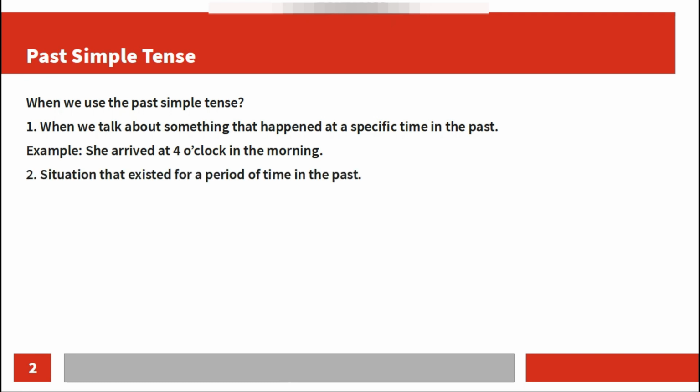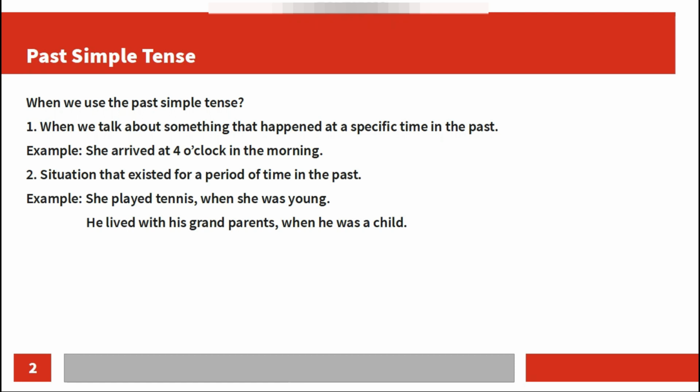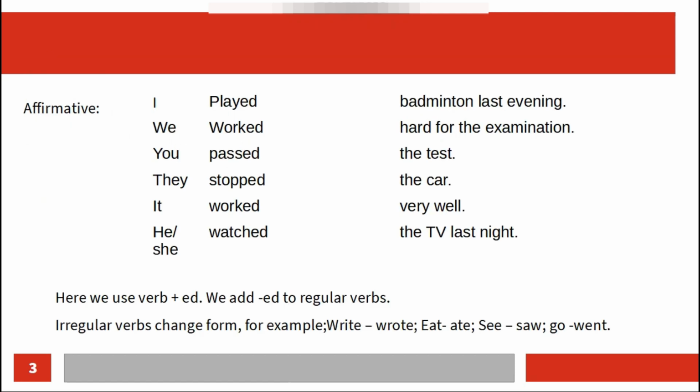Second, a situation that existed for a period of time in the past. For example, she played tennis when she was young. He lived with his grandparents when he was a child.